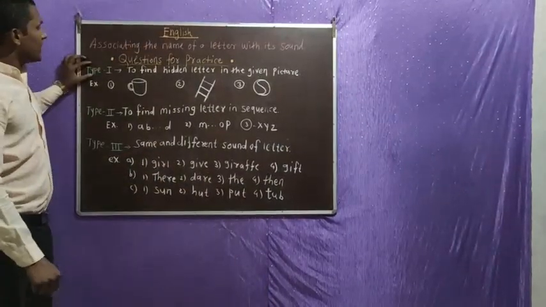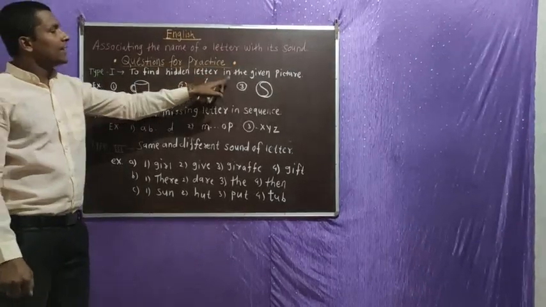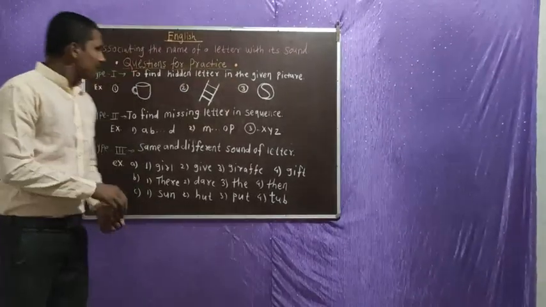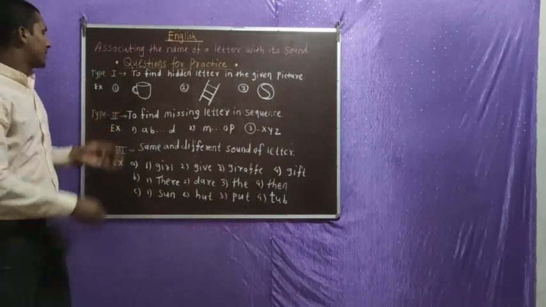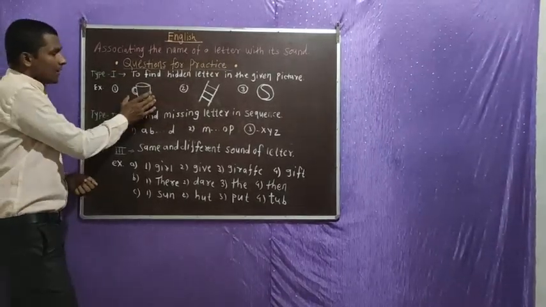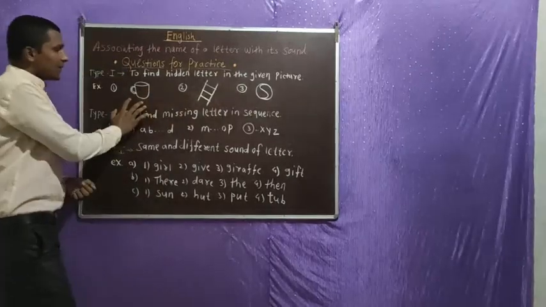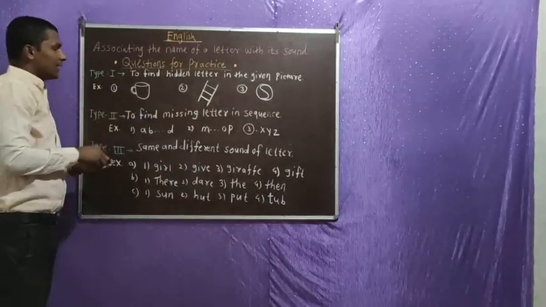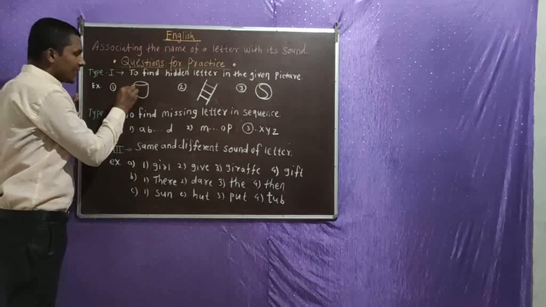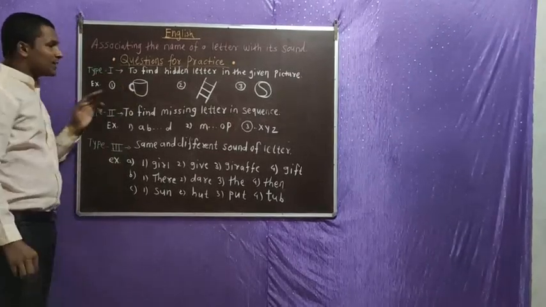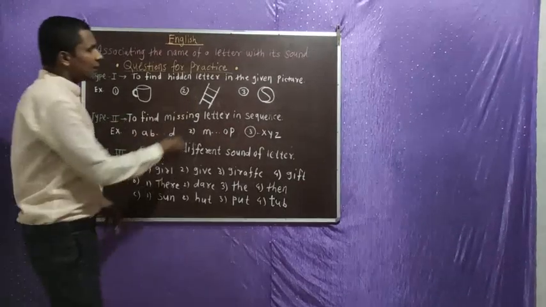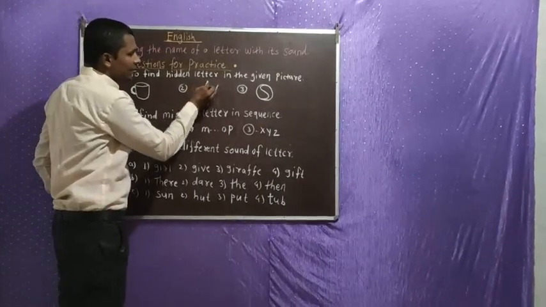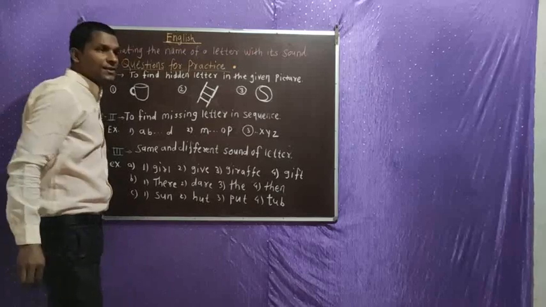Here, the first type is to find the hidden letter in the given picture. Suppose 3 examples are there here: first, second and third. In the first picture, the hidden letter is C. Means you have to choose the option C for this picture. In the second picture, H is the hidden letter. So your answer is H.